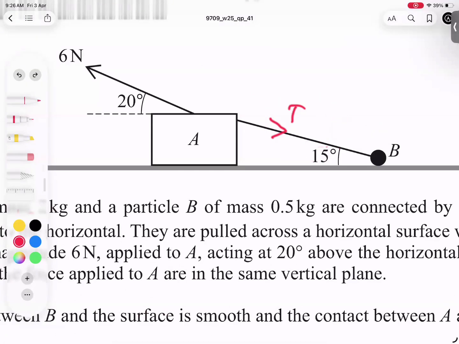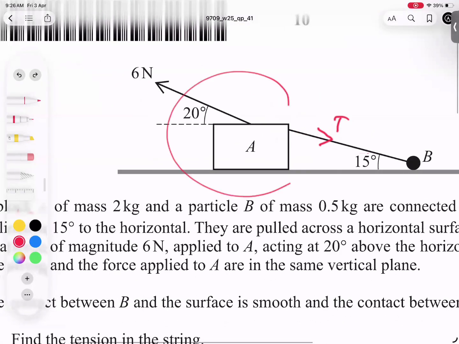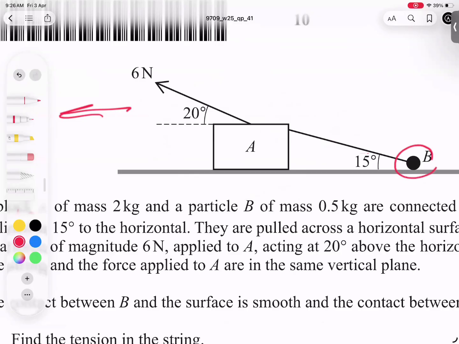But now I'm considering the A object, so I will not consider this force. I will consider that this is going this way and this particle is behaving like a frictional force. Basically it is pulling backwards. So I will take this tension, and it is obviously very clear.